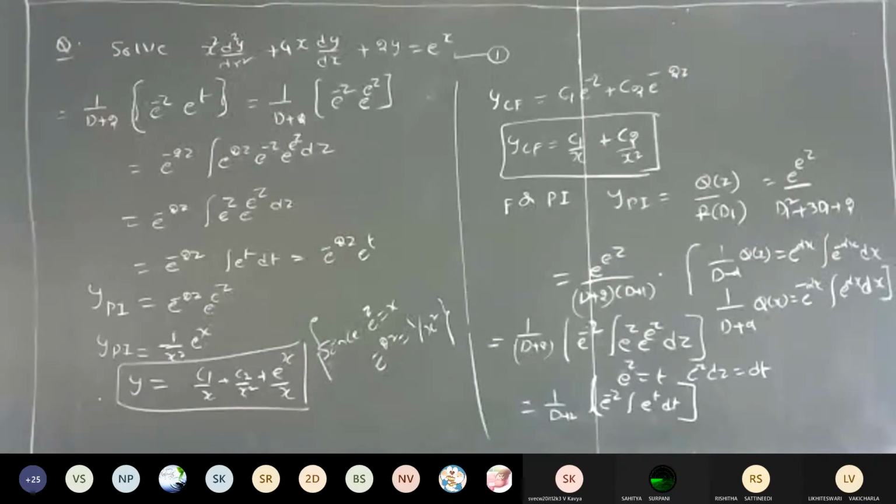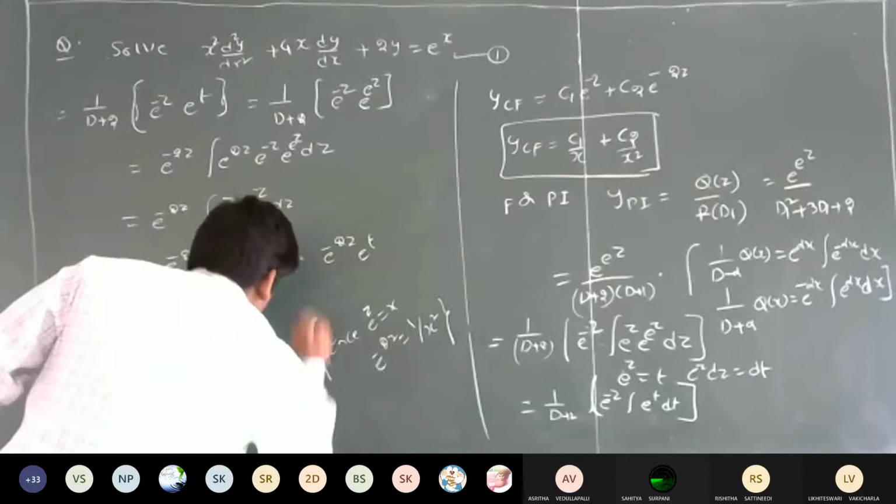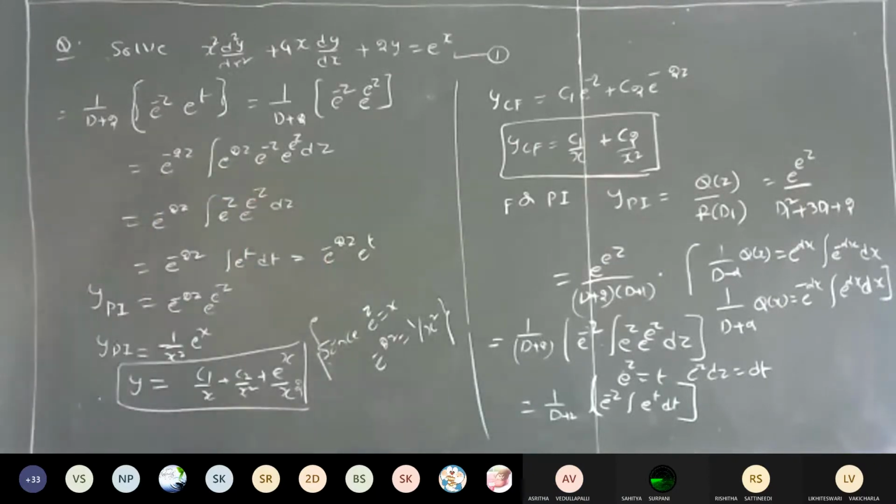Is it clear to you, everyone? The last step, e power x by x square, sir. Okay, sorry, ma'am. It is e power x by x square. Very good, it is e power x by x square. I missed that. So is it clear to everyone?